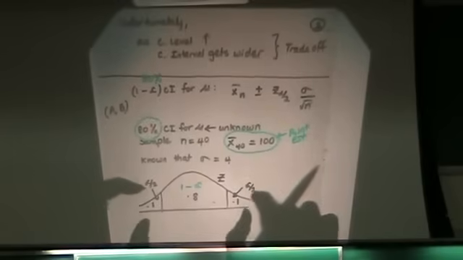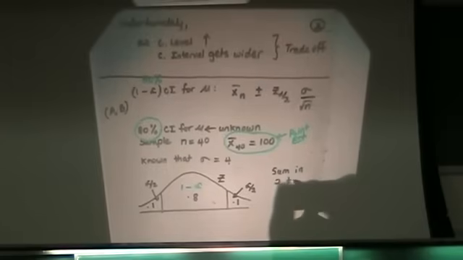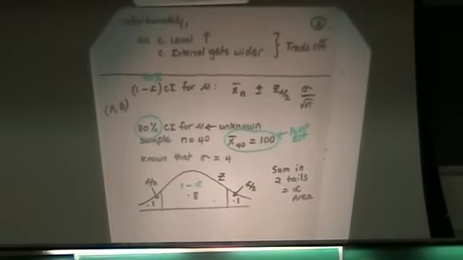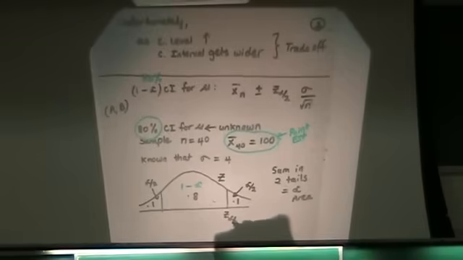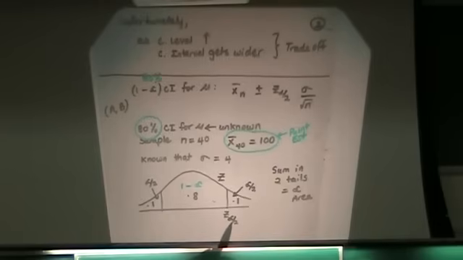Because the sum of these two tails has to be alpha. Sum in the two tails equals alpha area. So each tail is alpha over 2. So this number is called Z alpha over 2, because that's how we define Z something, right? Z something is defined to be the number such that the area to the right of it in the tail is that something. So this is Z.1. Can we find Z.1?